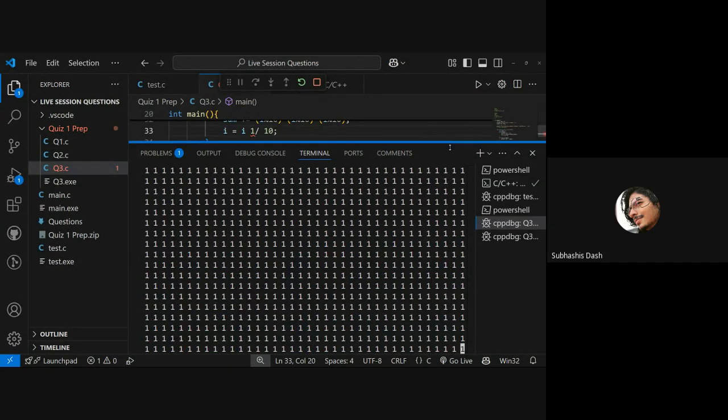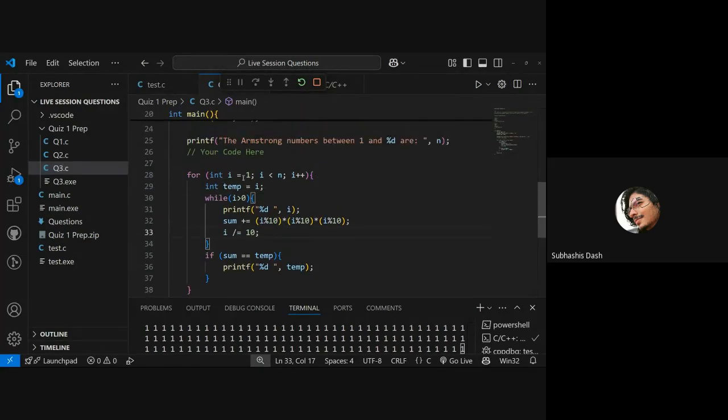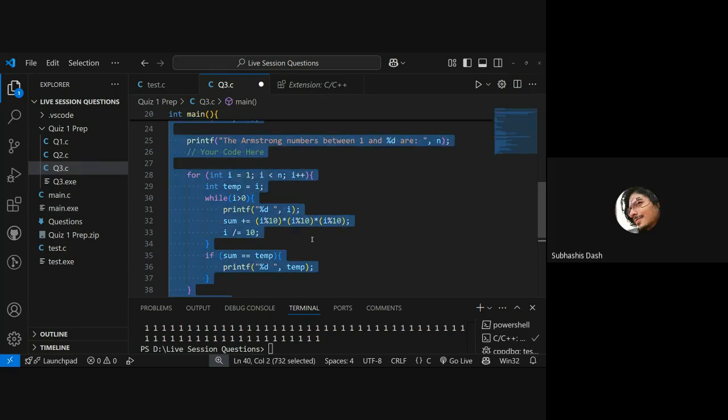Yeah, for some reason it's not incrementing the number. So I guess it's some issue over here in the for loop. Either that or this one, I guess. I think we should increment n also. Honestly speaking, I'm not sure. Like this code should work.